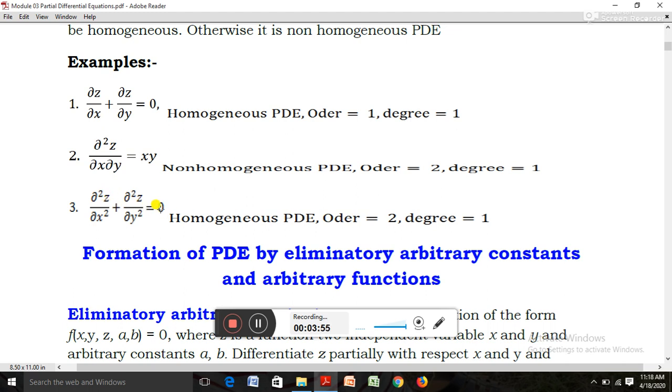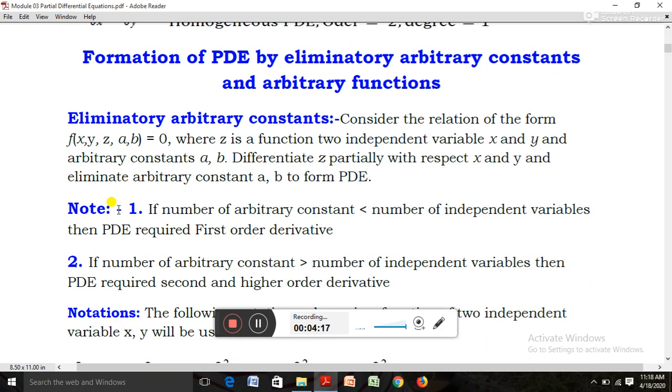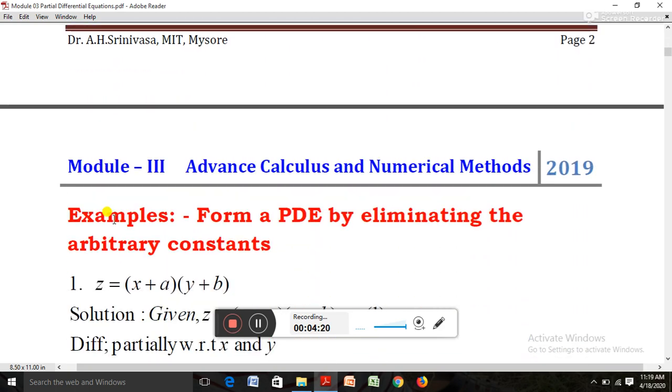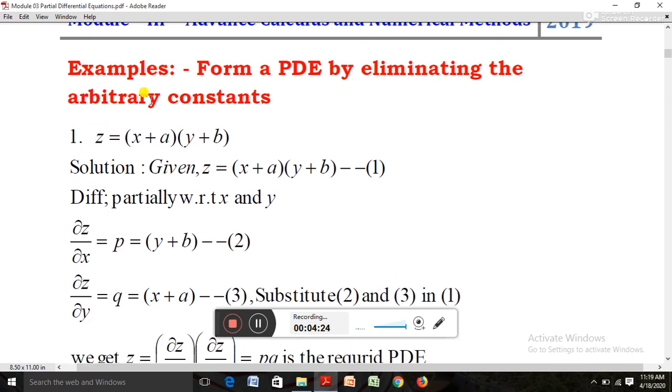Therefore this example PDE has order 2 and degree 1. Similarly, this is dou square z upon dou x square plus dou square z upon dou y square is equal to 0. This is a homogeneous PDE, with order 2 and degree 1, because the whole raised to nothing means it is 1 only, so degree is 1. Now we have to see some examples. This is example 1.